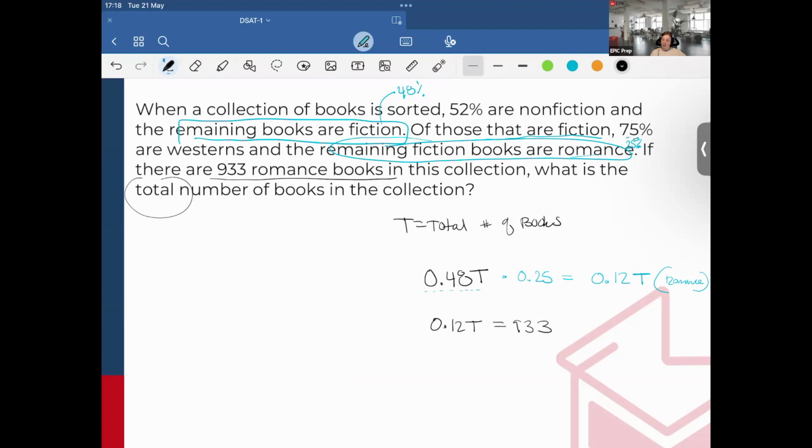Divide each side by 0.12. That will give me 7,775 is equal to total books. Isn't that amazing?